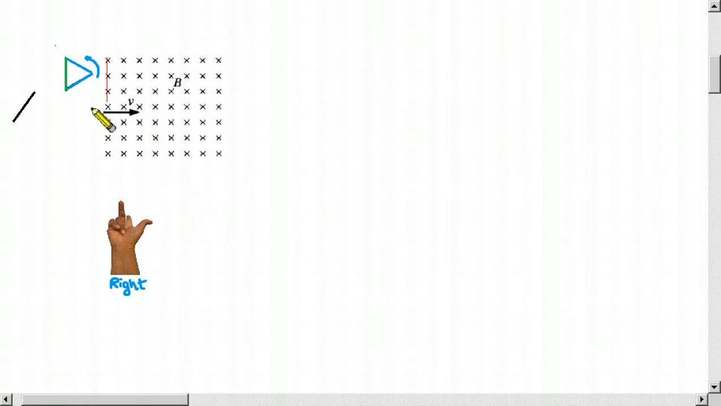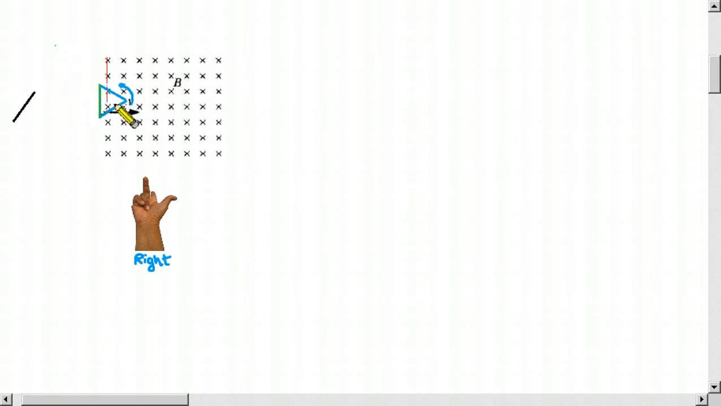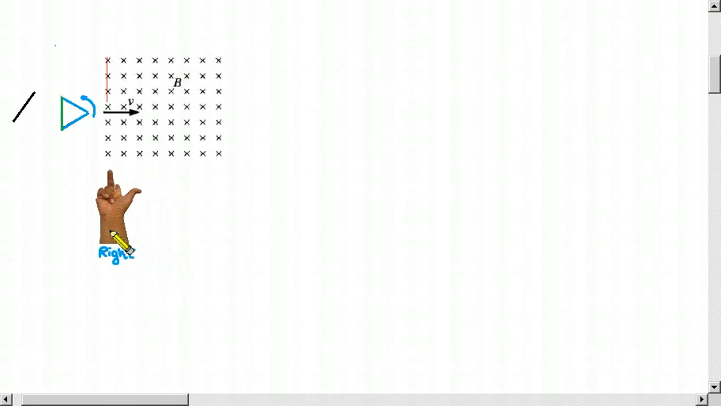So the index finger you have to direct towards the given magnetic field, like this. Then the thumb you have to direct towards the motion. The motion is towards the right, because using this arrow the triangle is moving towards the right side like this. So therefore you have to turn your thumb towards that. When those two fingers are directed properly to those directions, then your center finger shows the direction of the current.